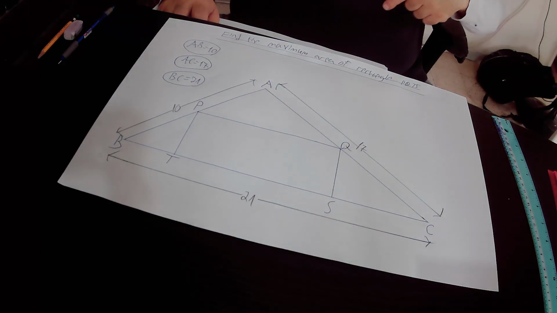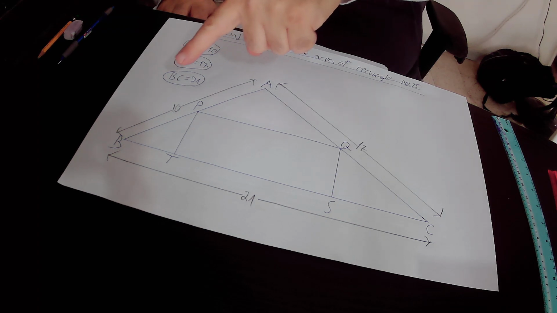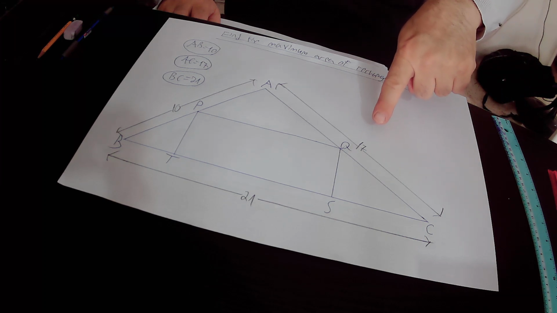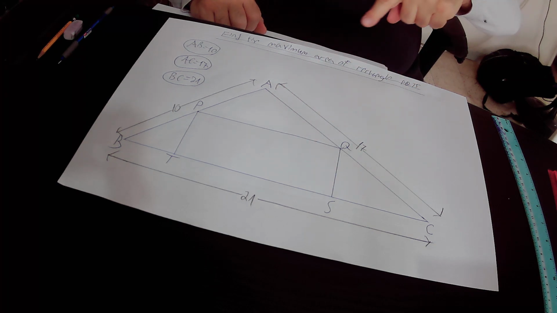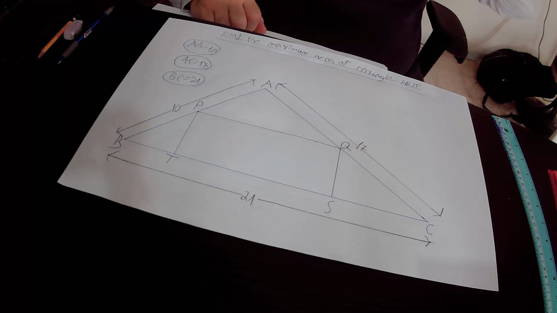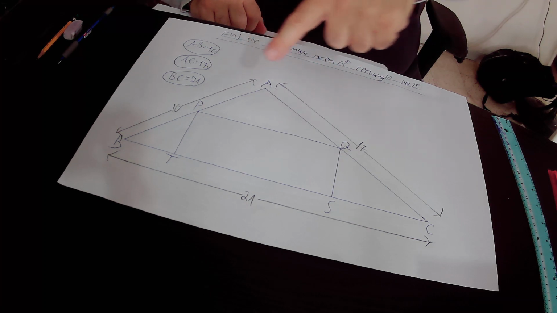Hello, in this lecture we find out the maximum area of a rectangle inside a triangle. In the drawing we have triangle ABC, side AB equals 10 units in length, side AC equals 17 units, and side BC equals 21 units. Inside this triangle ABC we have this rectangle PQST, and our mission is to find the maximum area of this rectangle PQST.